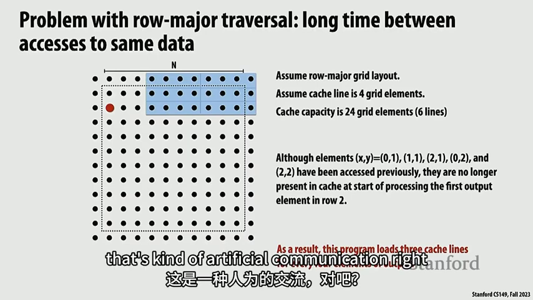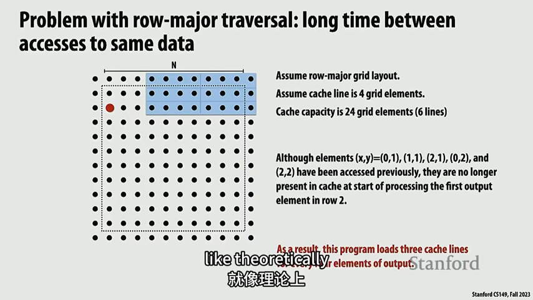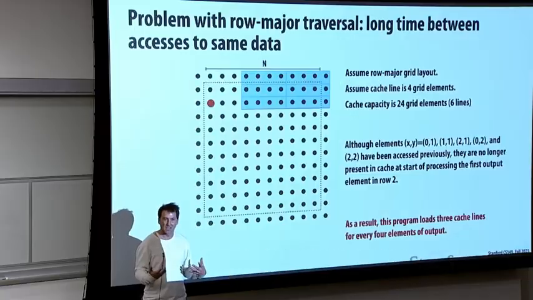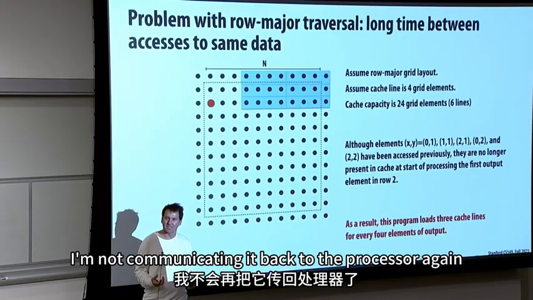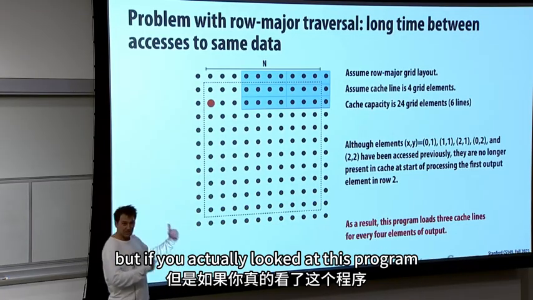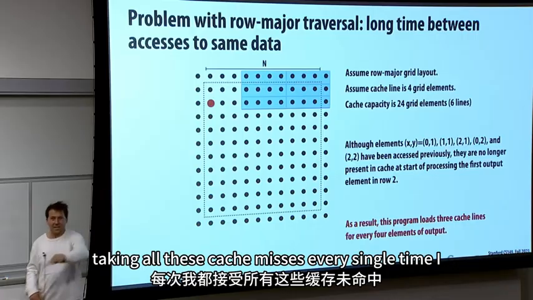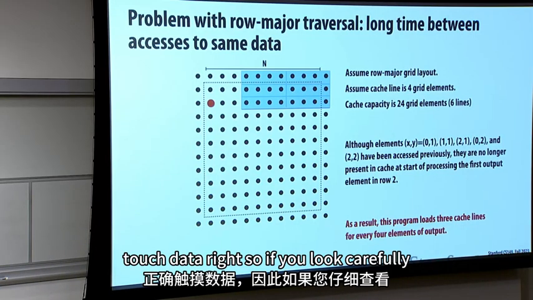That's kind of artifactual communication, right? Theoretically, I loaded that data, and if I had some magical cache, I'm not communicating it back to the processor again. But if you actually looked at this program, you would say, no, I'm taking all these cache misses every single time I touch data, right?